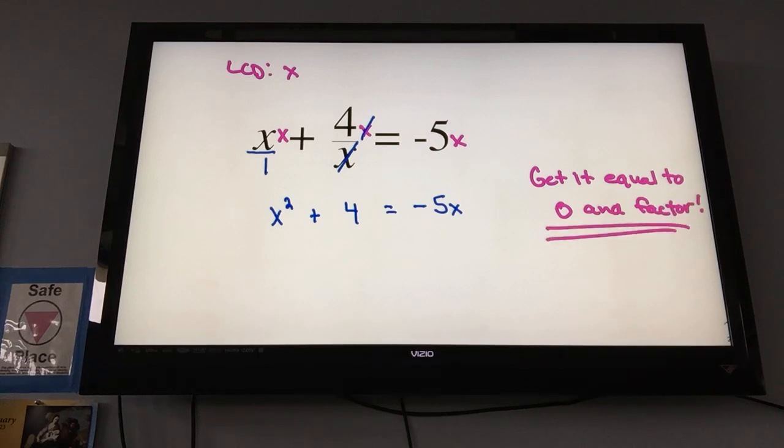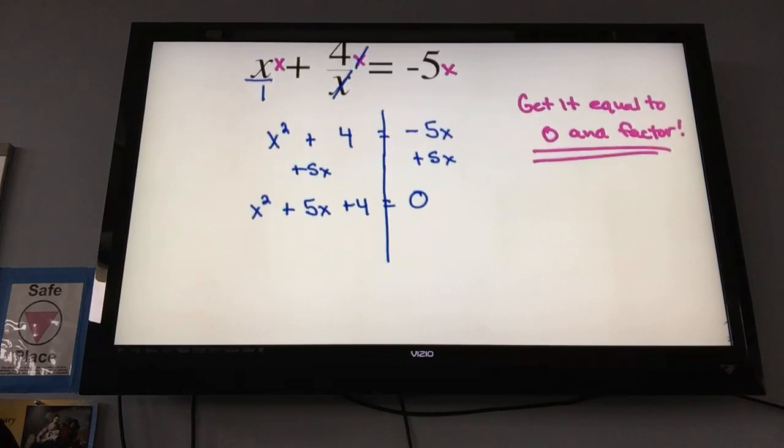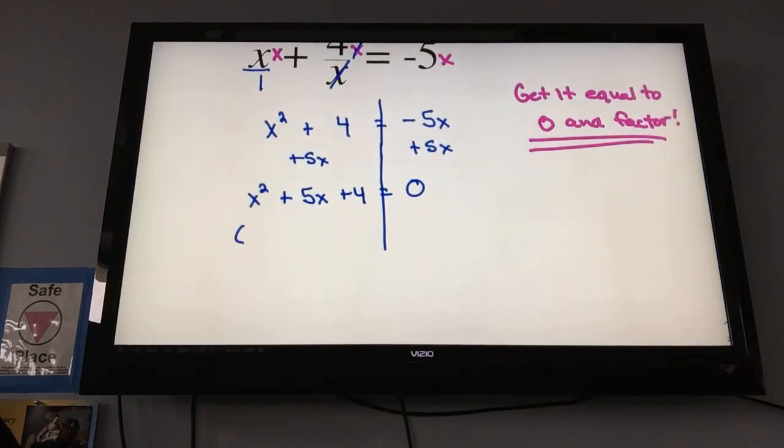So we've done this. It's been a little while. So we're going to move that 5x over. So that means we're going to add 5x. The order that you write this in is really important. So the x squared comes first, then the 5x, then the 4. So it's always the x squared term, then the x term, then the constant term. And we factor.